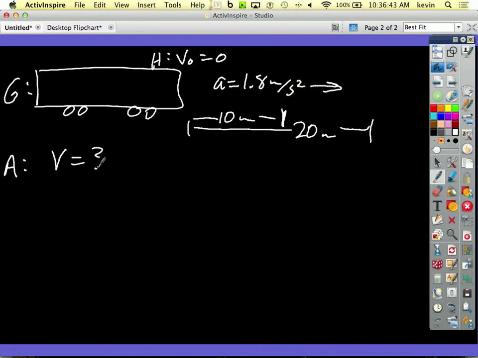V is usually V final, just so you know. So we want to know V at 10 meters, so I'll call that V10. And then my equation. So how do I figure out which equation to use? Very simply, look at what you have. V0, A, and X. So what equation has V0, V final, A, and X?